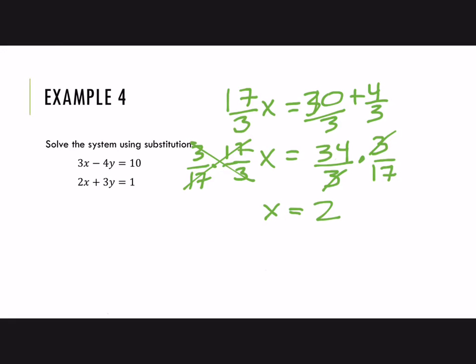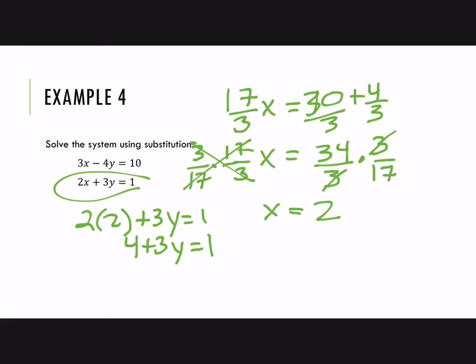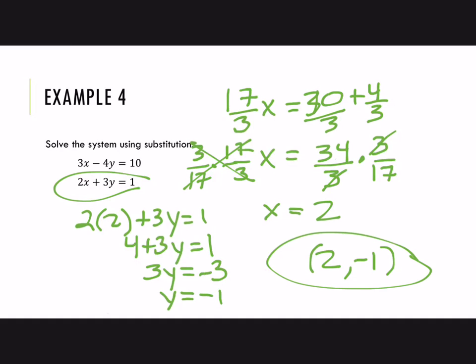Alright, so now to find the value for y, I just need to substitute x back into one of these equations, or the one that I erased that had y in terms of x. So your choice, you can choose either one. I will choose the second equation, and then replace x with 2 and solve for y. So we have 4 plus 3y equals 1. Subtract 4, 3y equals negative 3, and then y equals negative 1. So my solution is 2, negative 1, and I can write that as a point.